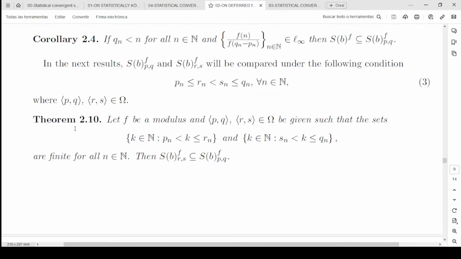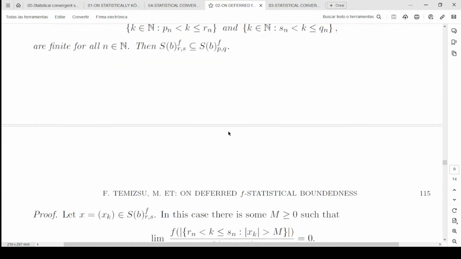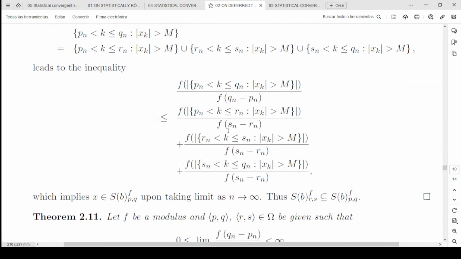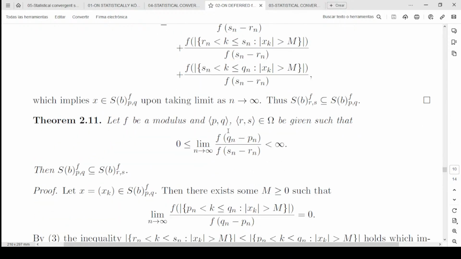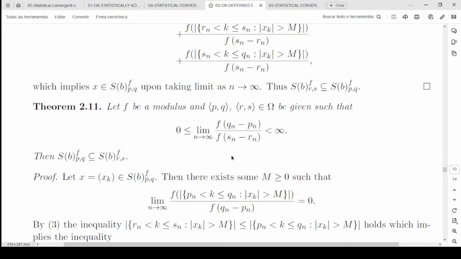In this theorem, we discuss an inclusion between deferred f statistically bounded spaces with different pairs of deferred sequences. And this is another theorem showing the relationship between deferred f statistical boundedness with different pairs of deferred sequences.